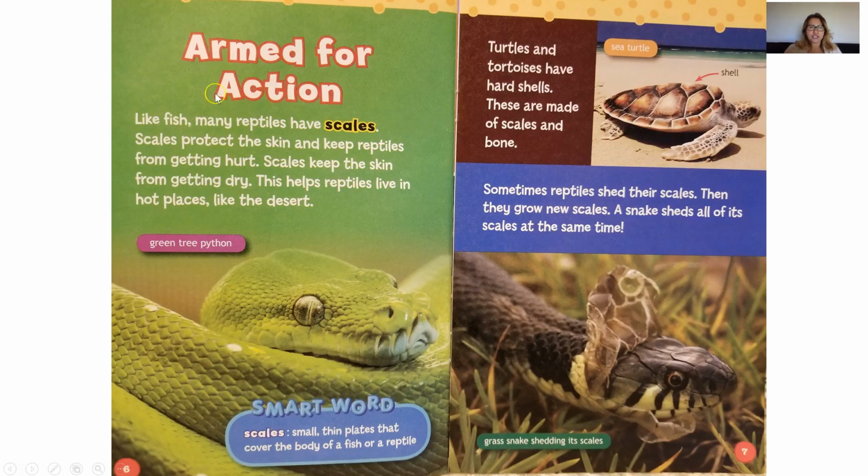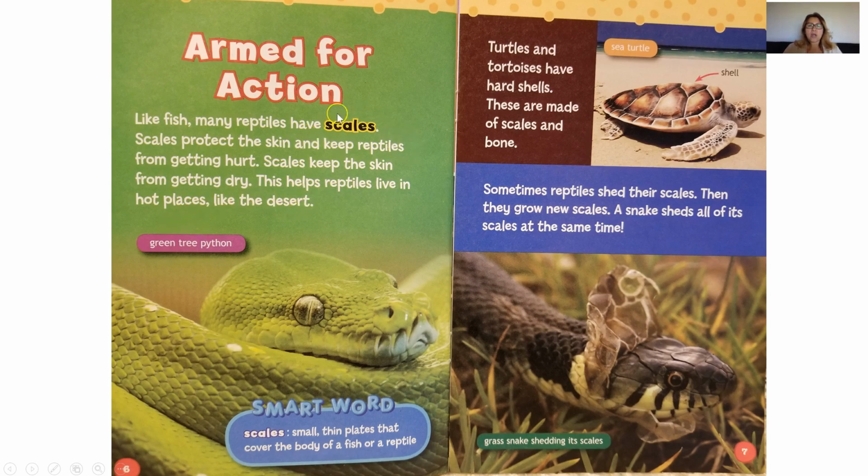Armed for action. Like fish, many reptiles have scales. Scales protect the skin and keep reptiles from getting hurt. Scales keep the skin from getting dry. This helps reptiles live in hot places like the desert.